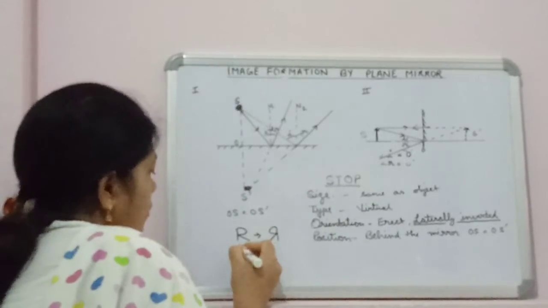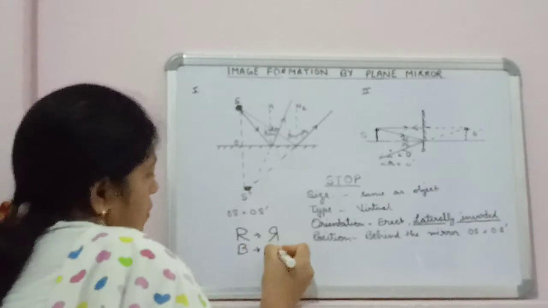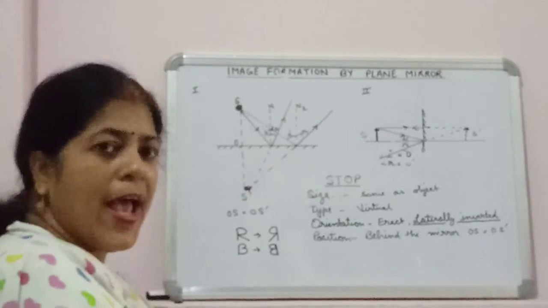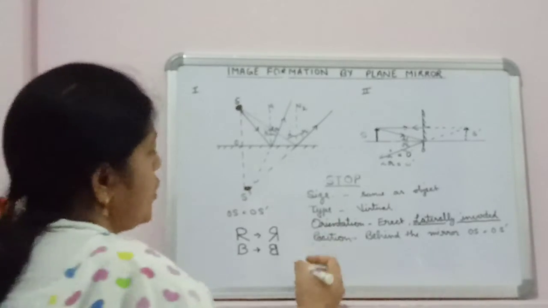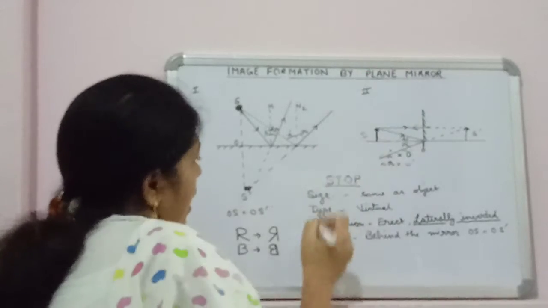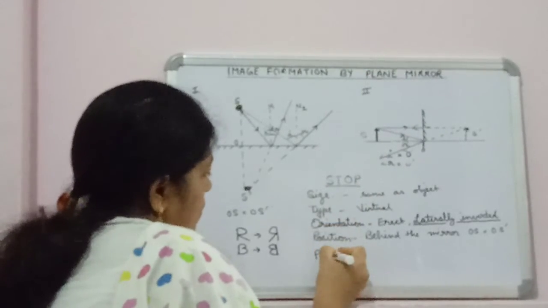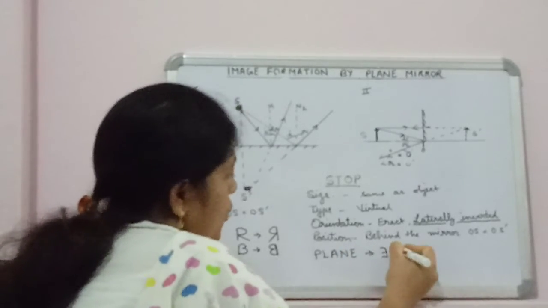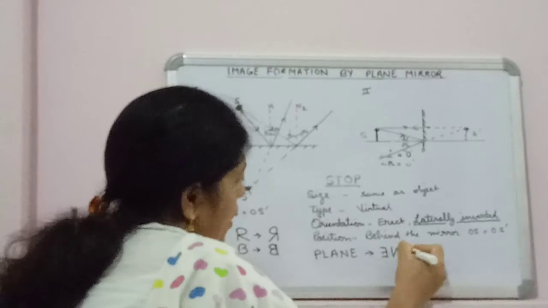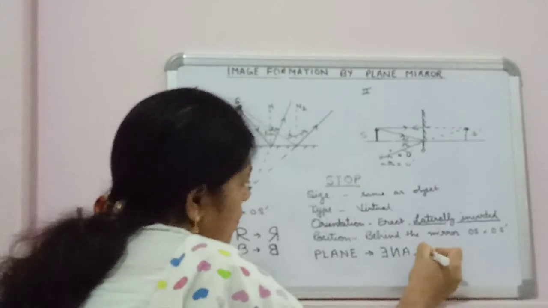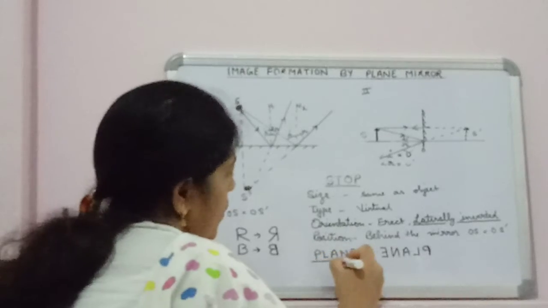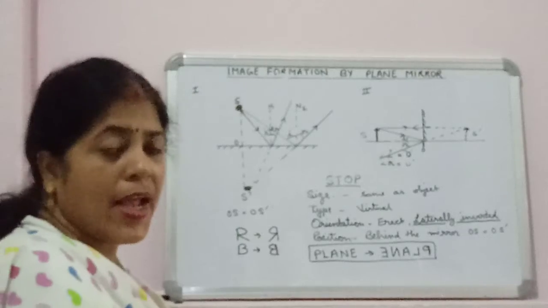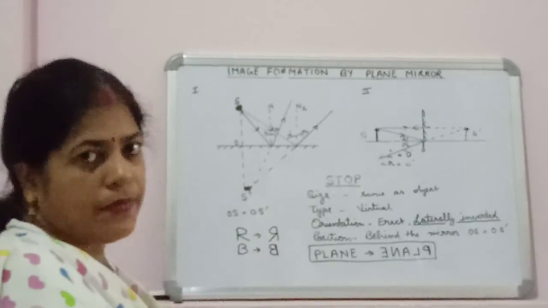Similarly, we can have laterally inverted forms of different letters as well as words. For example, the word plane will appear like this when seen through a plane mirror. This is called lateral inversion. So this property can be seen in case of a plane mirror.